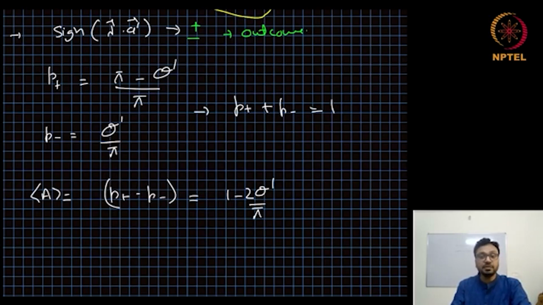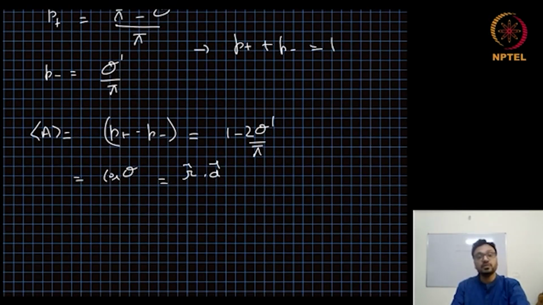This is the expectation value from this hidden variable model. But from quantum mechanics, A's expectation value is cos of theta. That is the R vector dot A vector, and both we are assuming to be normalized. So theta is the angle between R vector and A vector.